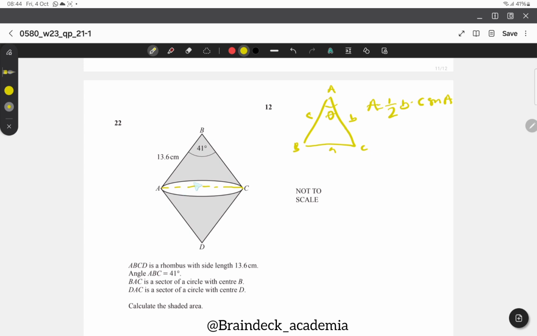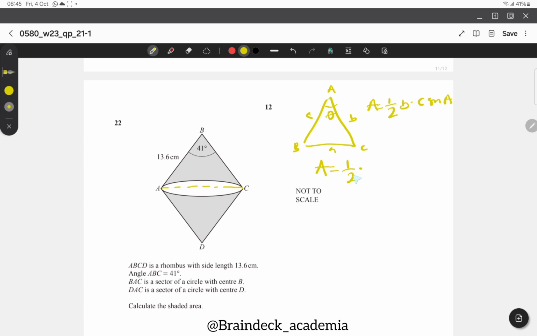So this looks similar to this. To calculate the area of this triangle, I'll use area equals 1 over 2 times, definitely this is an equilateral triangle, all the sides are equal, the three sides are equal, right? Because it's a rhombus, this length and this length are equal. So this place is 13.6, this place is definitely also 13.6, and this place is 13.6 also, right?